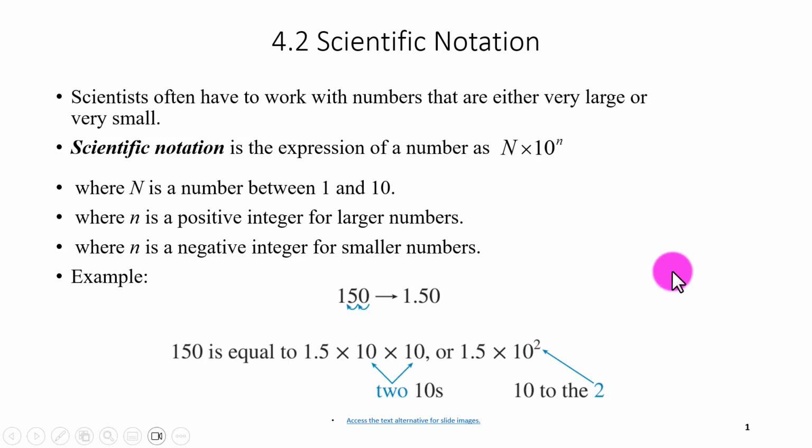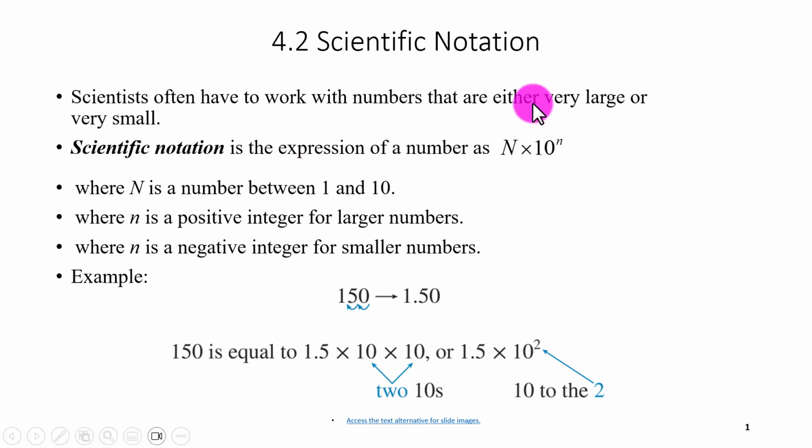We will continue our discussion in Chapter 4, talking about scientific notation. A lot of you should be familiar with scientific notation if you have taken any science class. We like to use scientific notation to express numbers that are really, really large or really, really small. It just makes our life easier. We replace the large or small numbers, so replace those zeros, by using a power of 10.